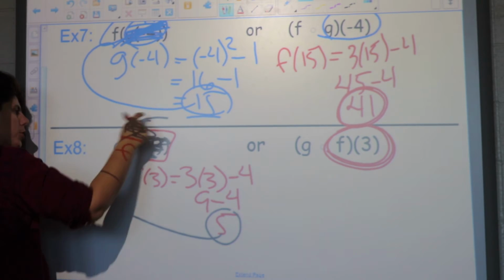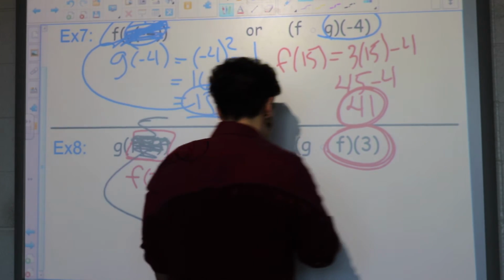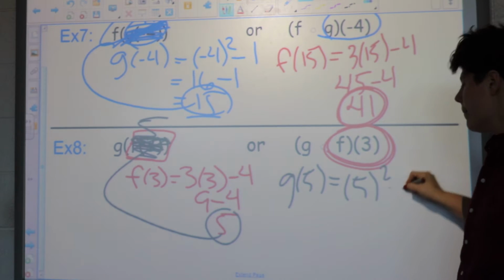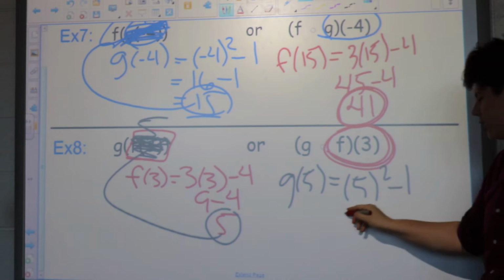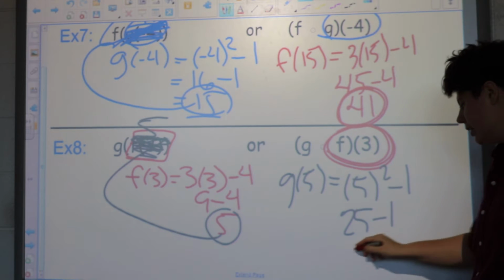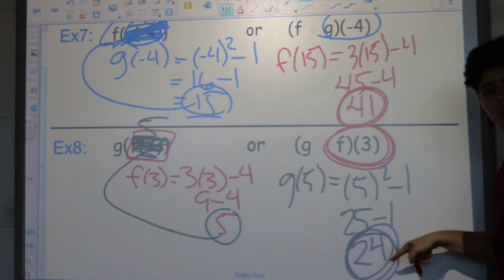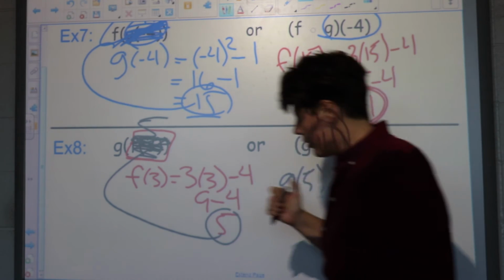So now I'm looking for g of 5. So I come to the side. g of 5 equals 5 squared minus 1. 5 squared is 25. 25 minus 1 is 24. My answer is 24. If you put in a number, you get out a number.